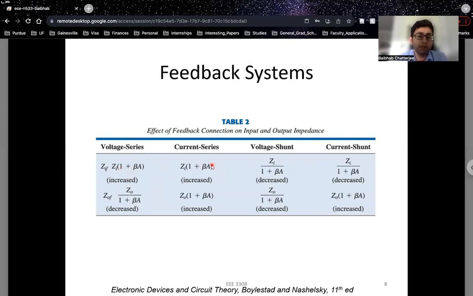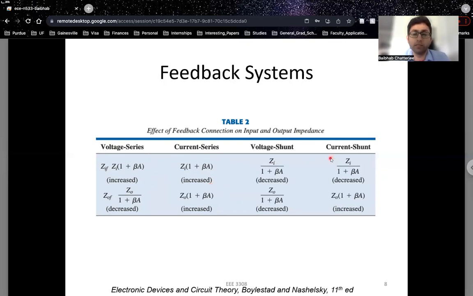For current series feedback, your output is current and you're taking away some amount of current. So your voltage over current will increase because your current is getting reduced. And you're putting back some amount of voltage at the input side, which means the voltage over current at the input side is also increasing. So you see both are increasing in this case. What I'm saying is just a way to remember which impedance is increasing and which is decreasing. This does not actually happen in reality. This is just for you to remember in an easier way.